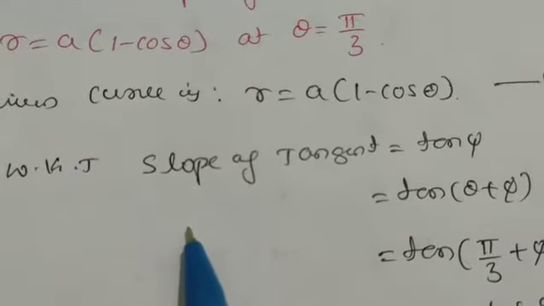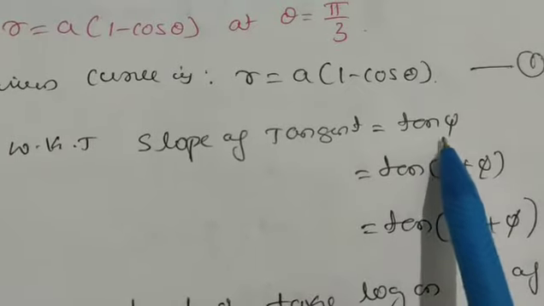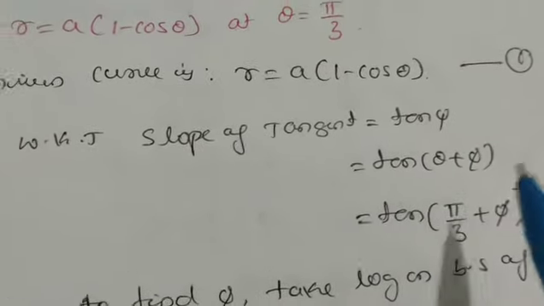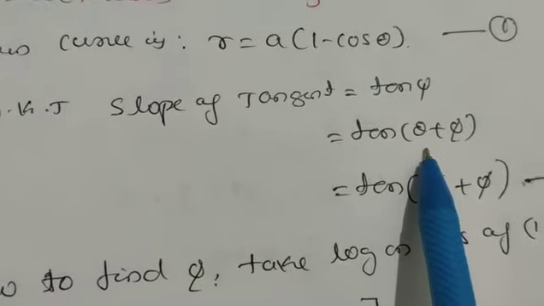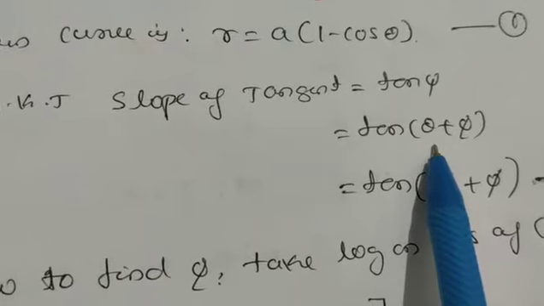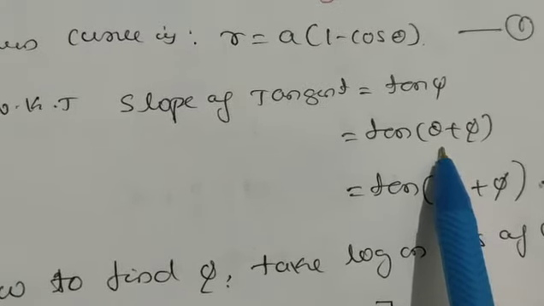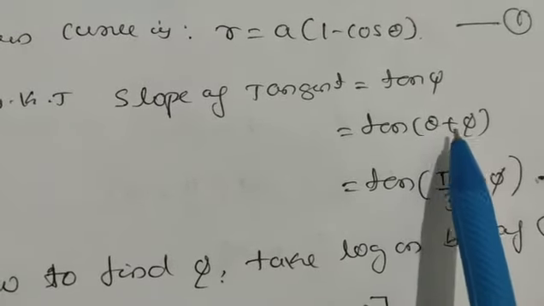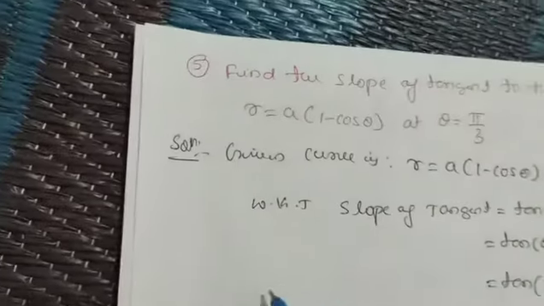And we know the slope of the tangent to the curve is given by tan psi, and this psi is theta plus phi. You can get this from the previous session. While deriving the angle between the radius vector and tangent to the curve, we drew a figure. There you can find this relation: psi is equal to theta plus phi. I hope you got this one here.